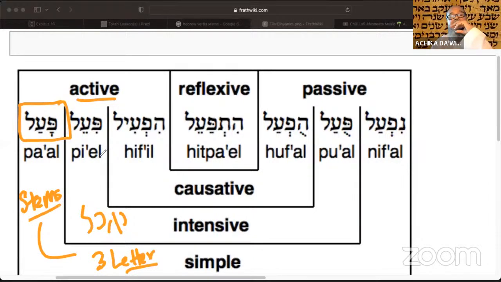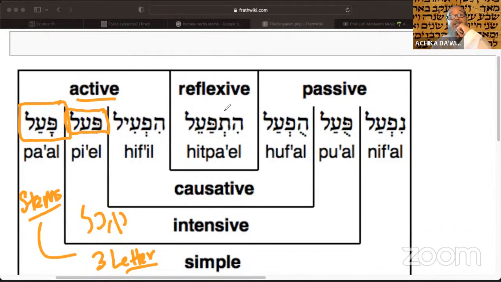Yeah. So in order for us to identify, because you guys are only using this as the foundation, I asked myself, well, why did they use the word pa'al? Why is that in every last one of these seven verb stems?